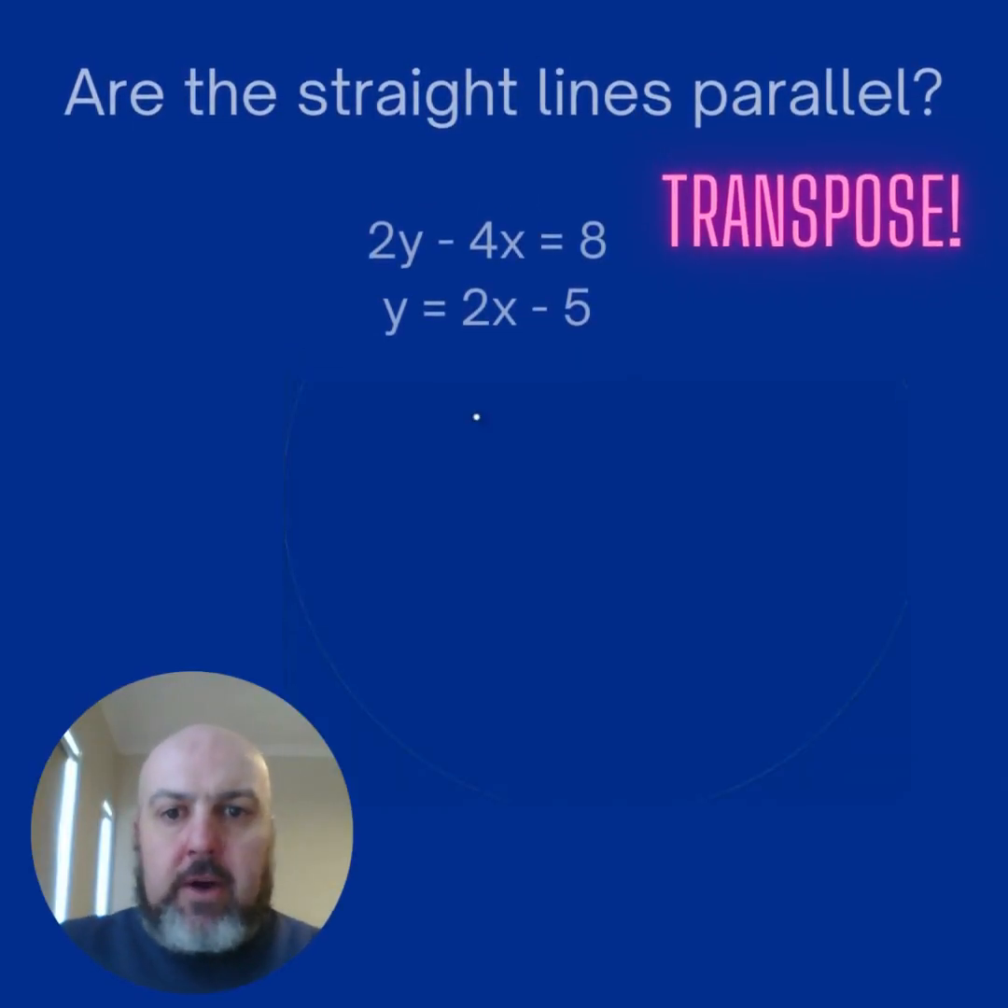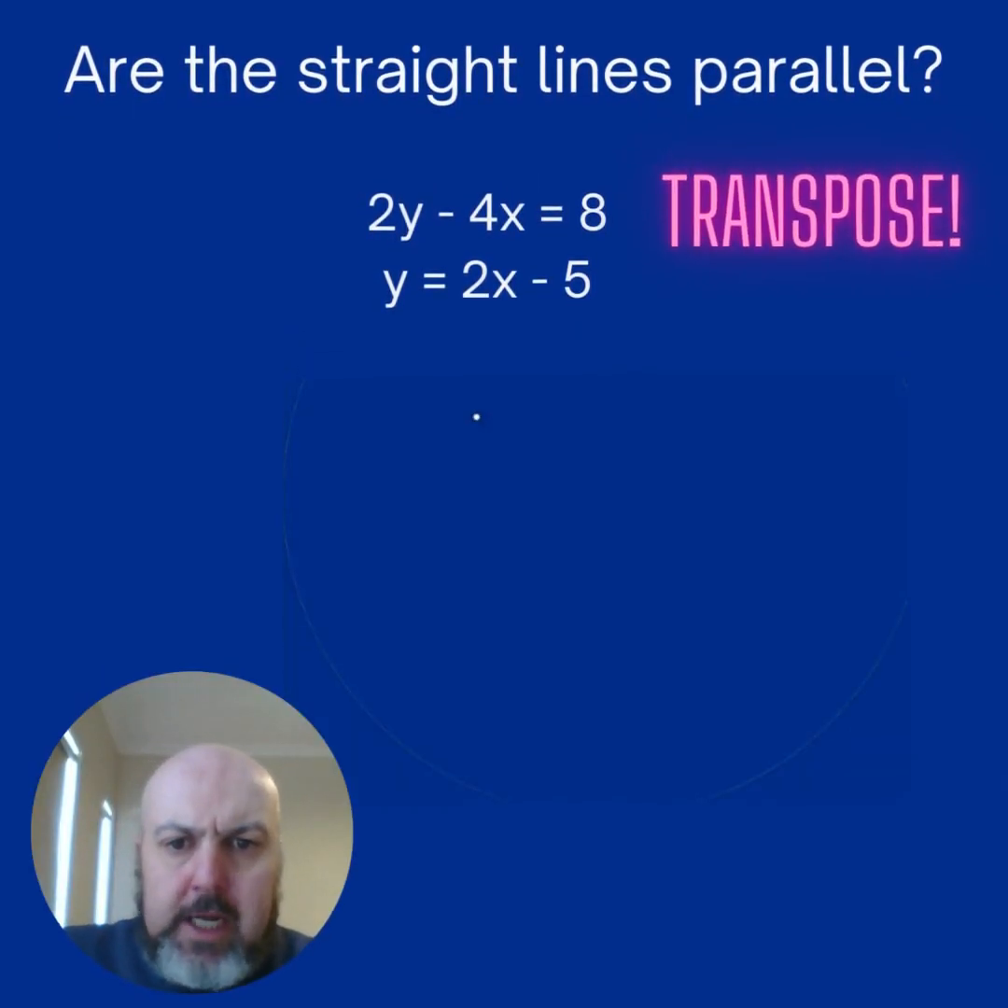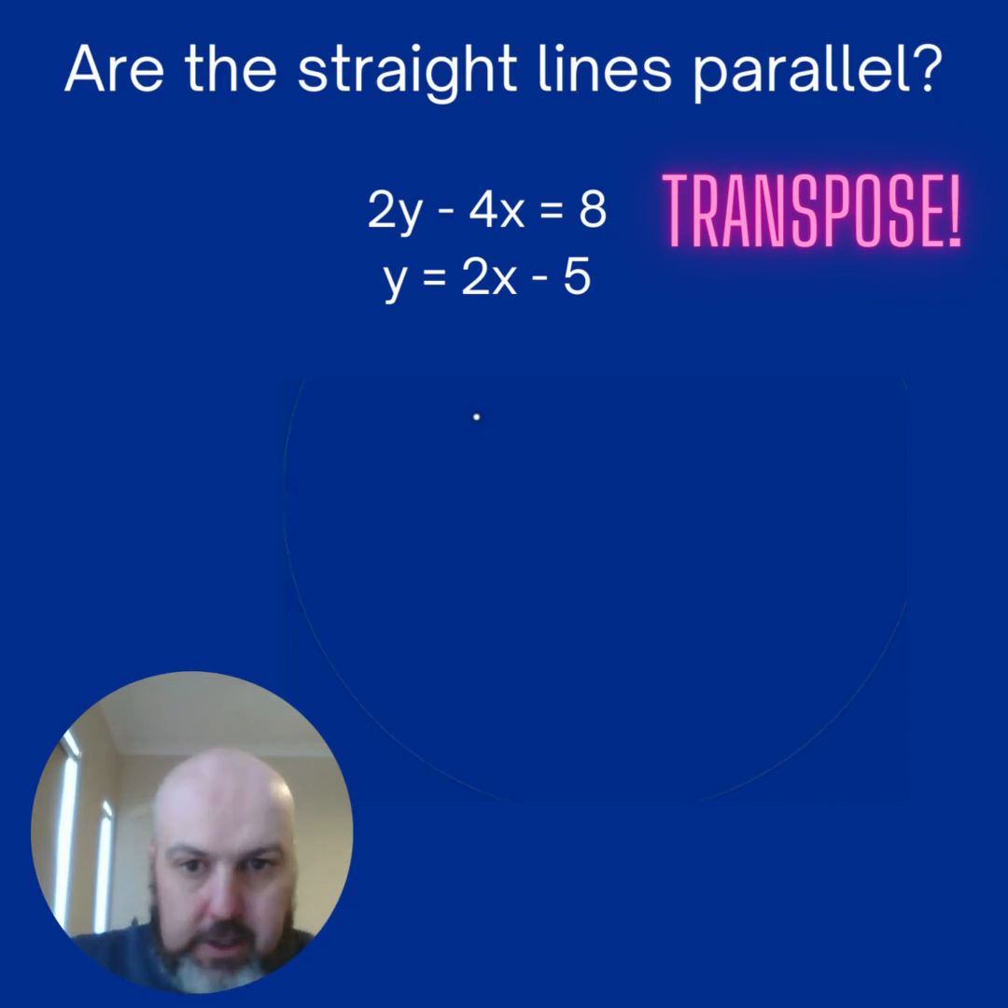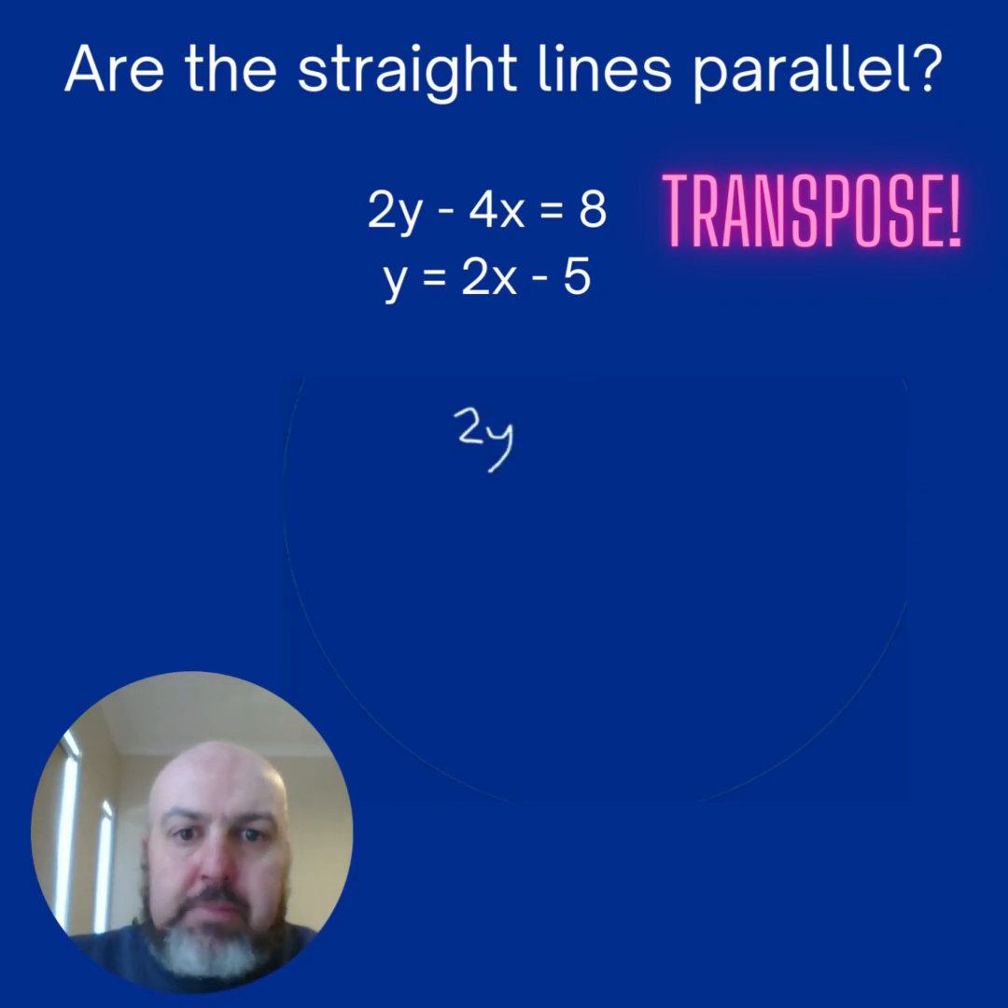All right, are these straight lines parallel? The first one, we need to transpose. So we want this in the format y = mx + c. In order to get that, I need to go 2y. See how this is minus 4x? The opposite of that is plus 4x. So 2y = 8 + 4x. That's what we need to do here.